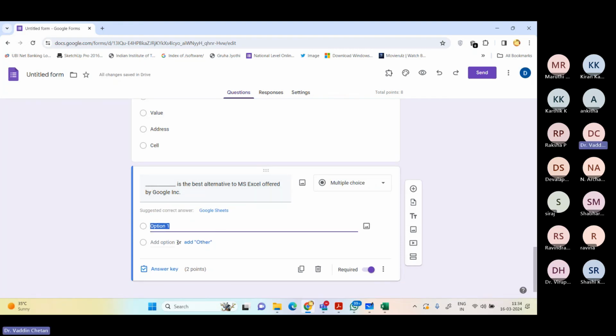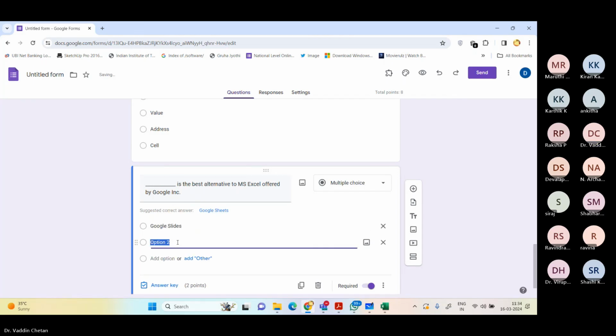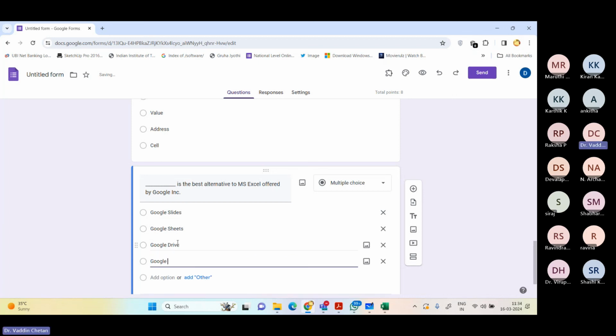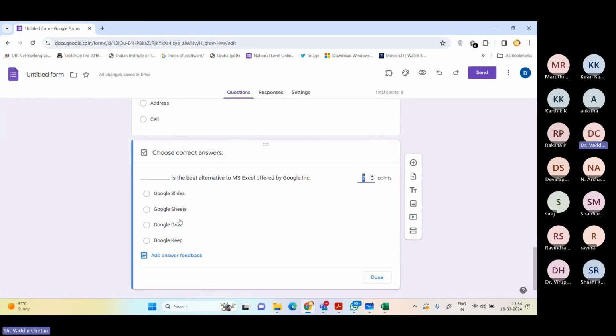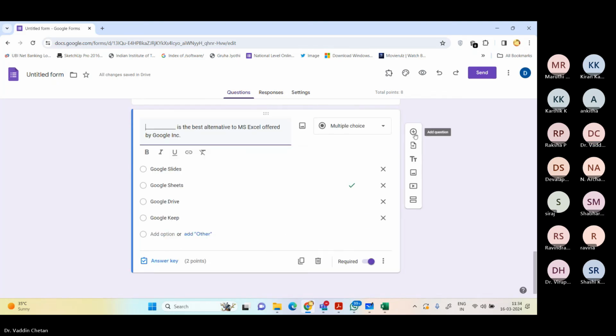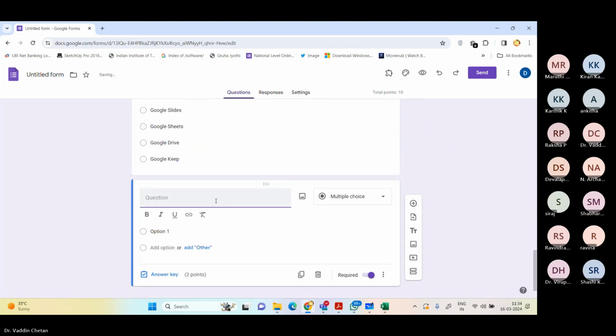First answer is Google Slides. Second one is Google Sheets. Third option is Google Drive. The fourth one is Google Keep. The correct answer is Google Sheets. Select it as Google Sheets. Next question.